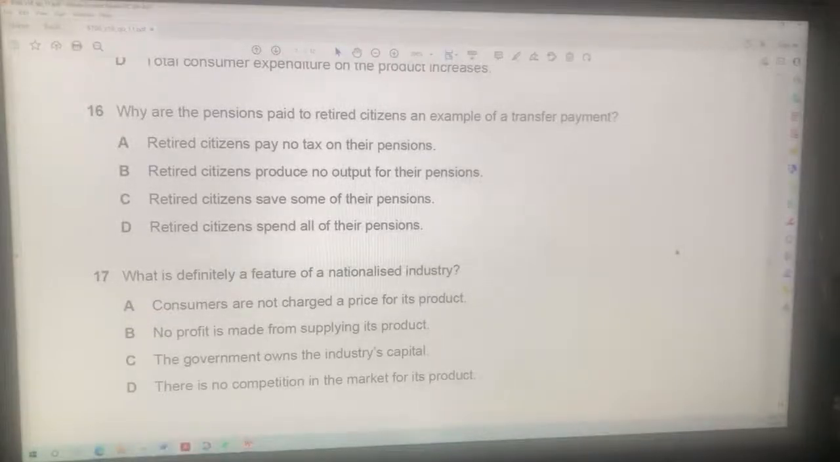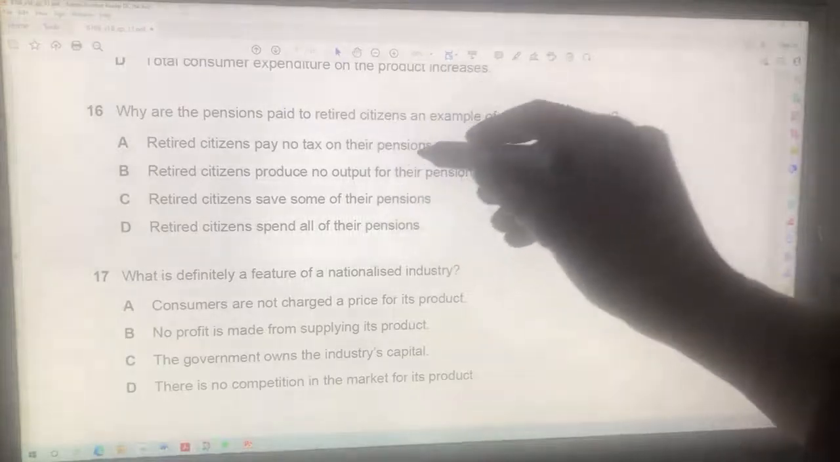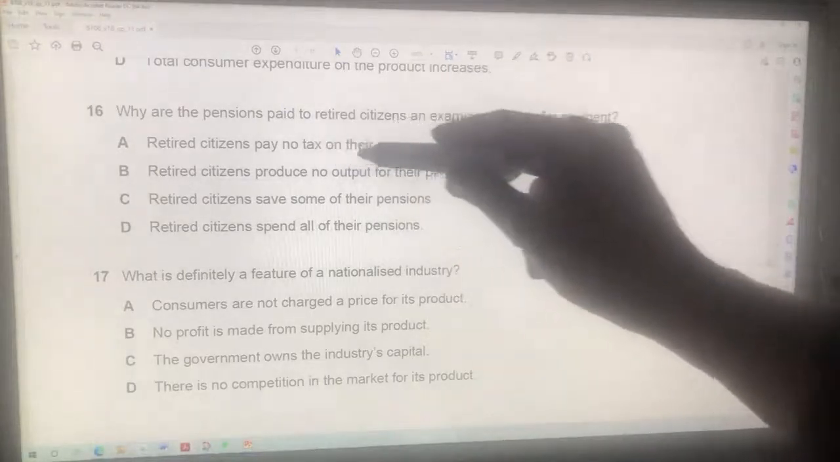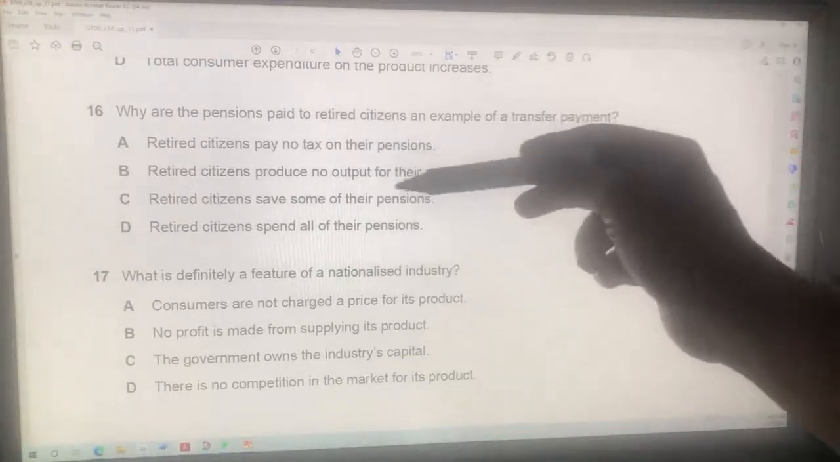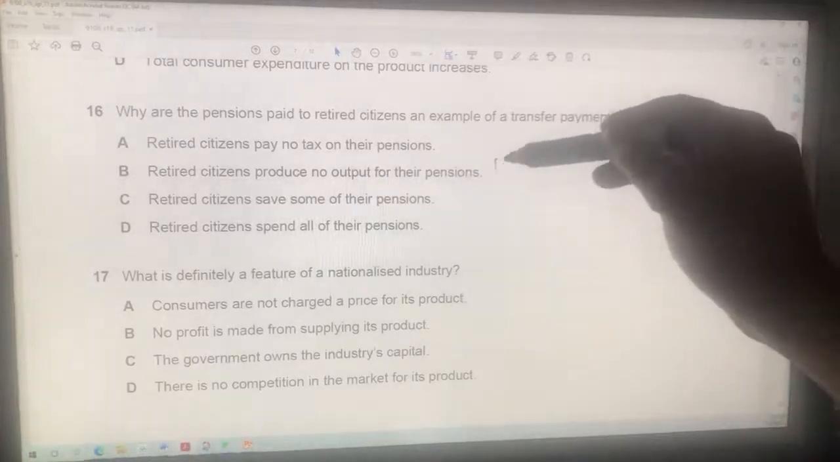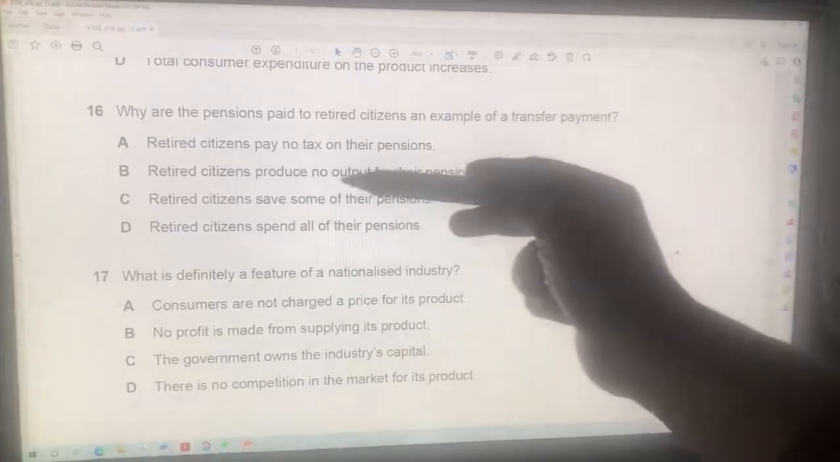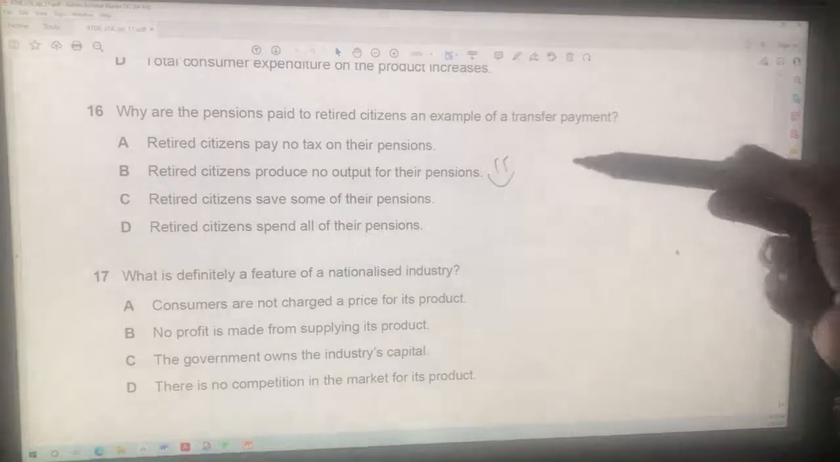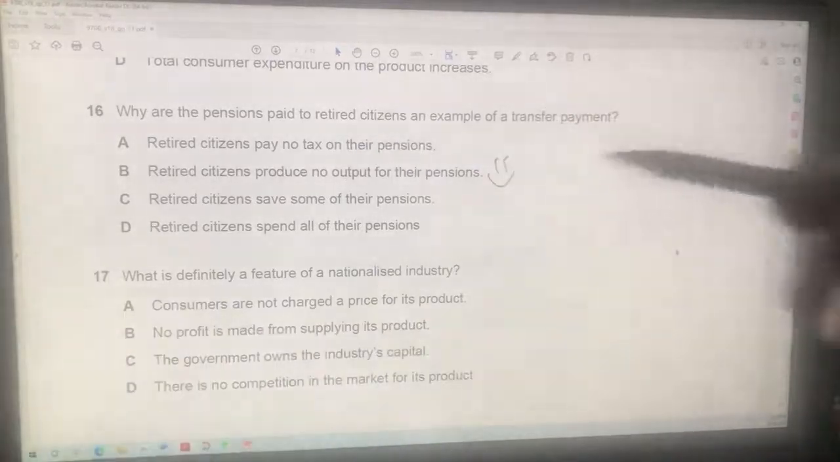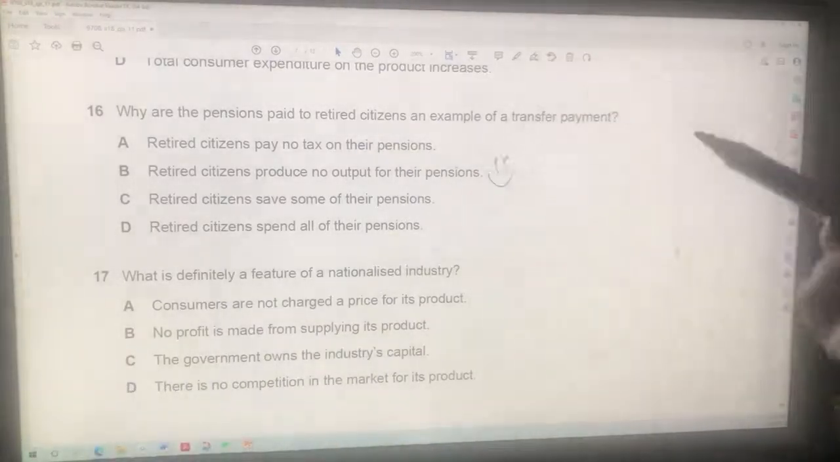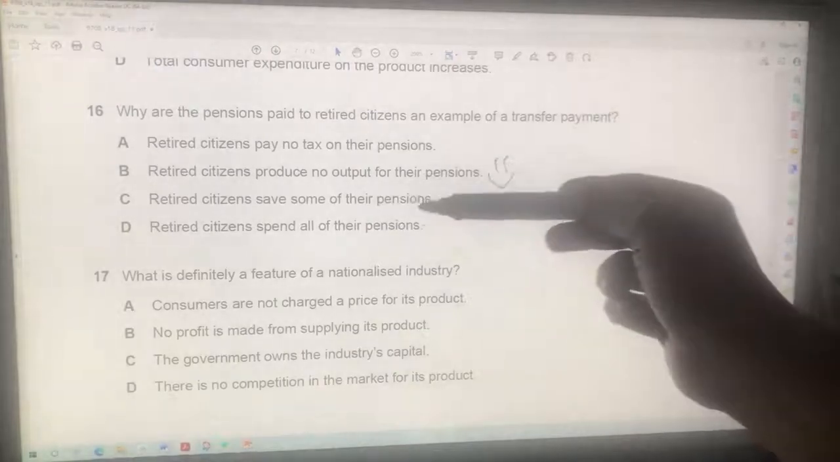Question 16. Why are the pensions paid to retired citizens an example of a transfer payment? Not A. It's not because they pay no taxes. B. It's because retired citizens produce no output for their pensions. There's no exchange of goods for payment or services for payment.